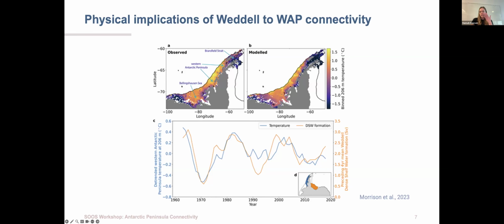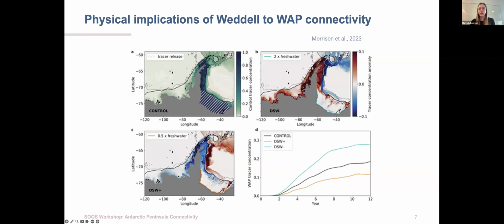And so Adele had noticed this in several of these modelling studies and found this in-phase time-lagged relationship between temperature anomalies, detrended temperature anomalies on the Western Antarctic Peninsula in blue, and dense shelf water production in the southern Weddell Sea over the preceding 4 years in orange. There's a really nice correlation between these two time series, but a correlation doesn't mean anything on its own. And so she nicely showed using these tracer experiments.